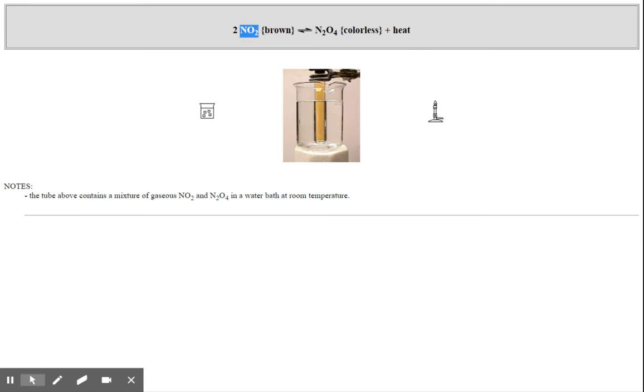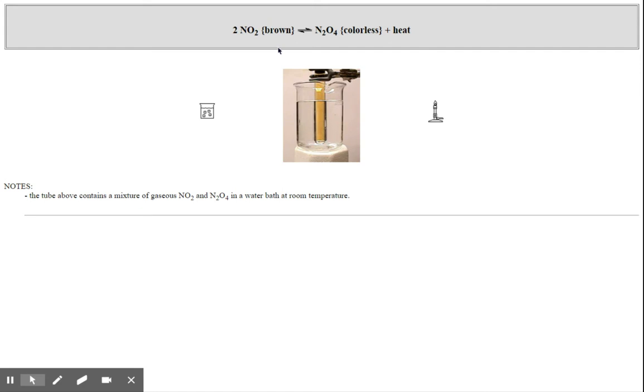We have one reactant, NO2. It's brown in color, so I would include this as well. I'd write that out. It's in equilibrium with N2O4, which is a colorless gas. And heat is written here as a product. That means that the forward reaction is exothermic.